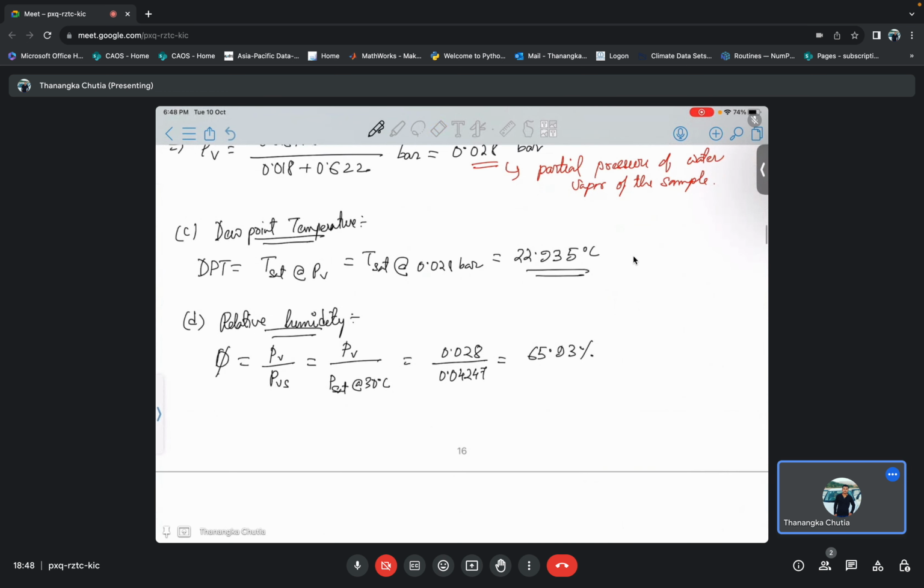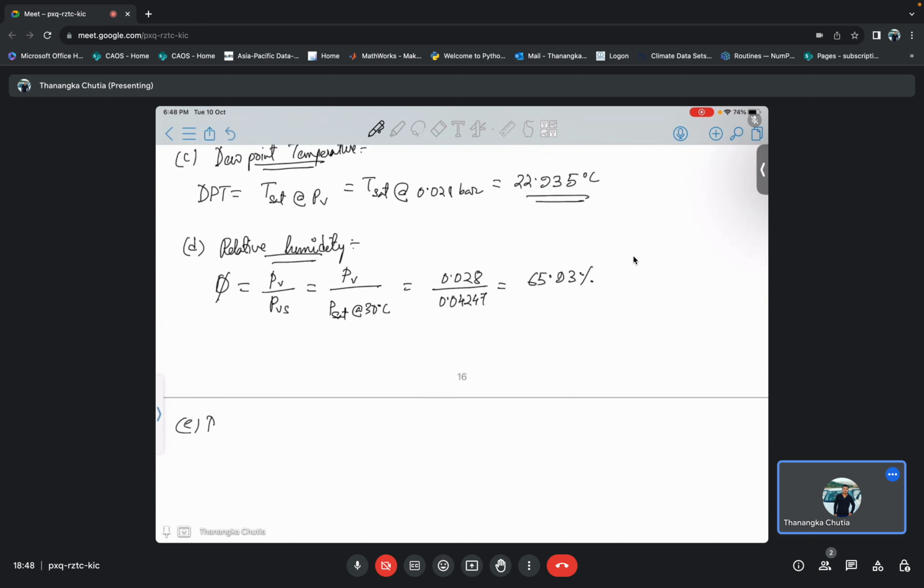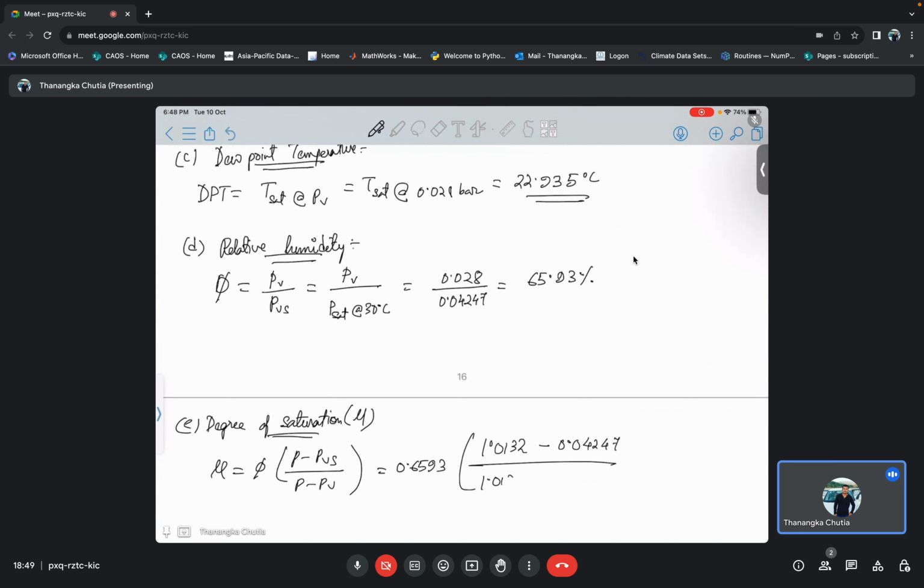Okay, so next is degree of saturation, and we have already derived the formula for degree of saturation, mu, that is nothing but phi times (P minus PVS) divided by (P minus PV). So phi we have already got before as 0.6593. Okay, P is 1.0132, and PVS we have got as 0.04247. Okay, and this is 1.0132 minus 0.028.